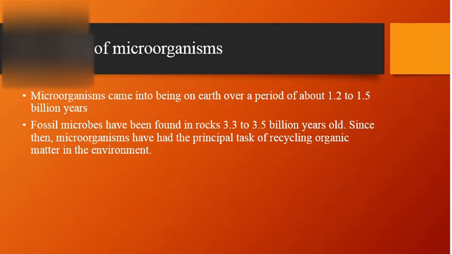Now moving toward the next topic, evolution of microorganisms. When we talk about the evolution of microorganisms, they came into being on Earth over the period of 1.2 to 1.5 billion years ago. Actually, fossil microbes have been found in rocks 3.3 to 3.5 billion years old, which is very early. Microorganisms have the principal task of recycling the organic matter in the environment. So we can say that they are absolutely essential to the health of Earth, and without microorganisms, the Earth would be a permanent waste dump. This shows the importance of microorganisms.